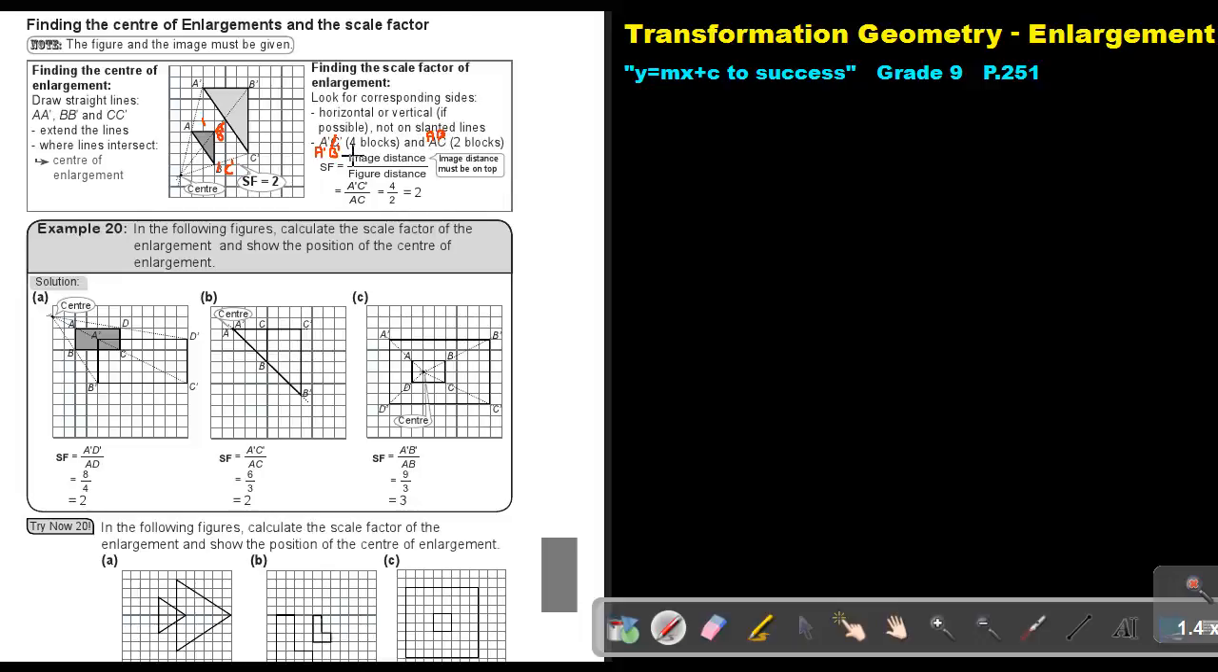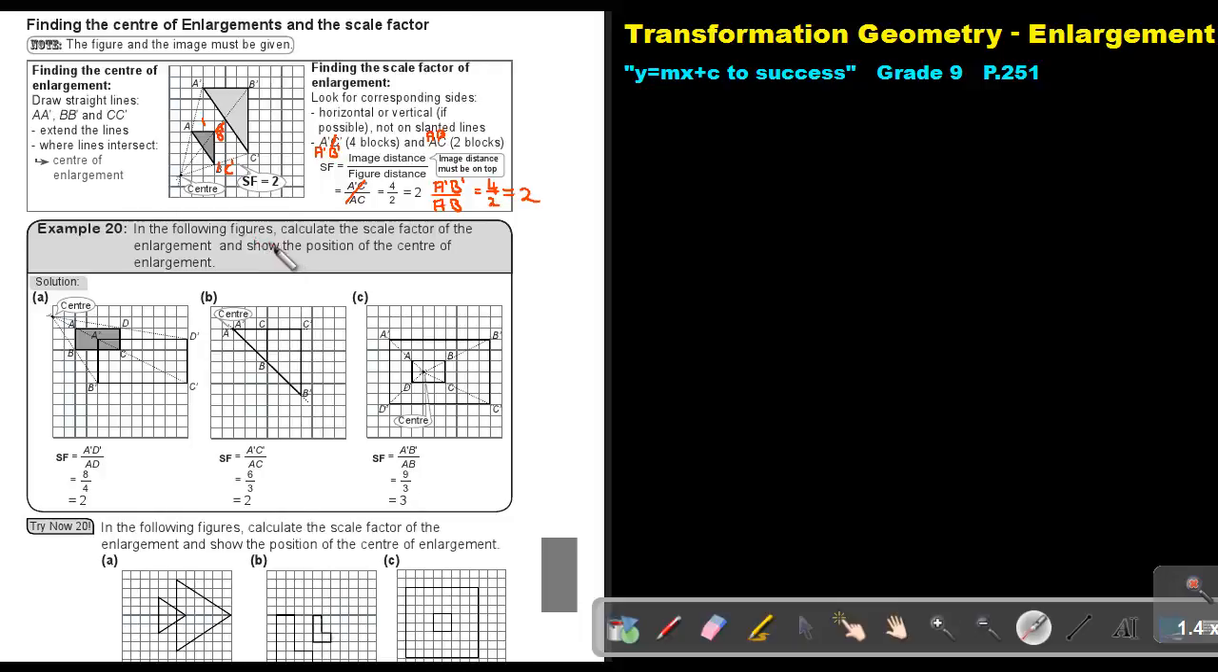That's what it's going to be. So if I look at this one, it's 4, and if I look at this one, it's 2. And if I say 4 divided by 2, I'm just going to rewrite this for you. So it's A dash B dash over AB, which is 4 over 2. So therefore, my scale factor will be 2. Okay, let's look at an example.